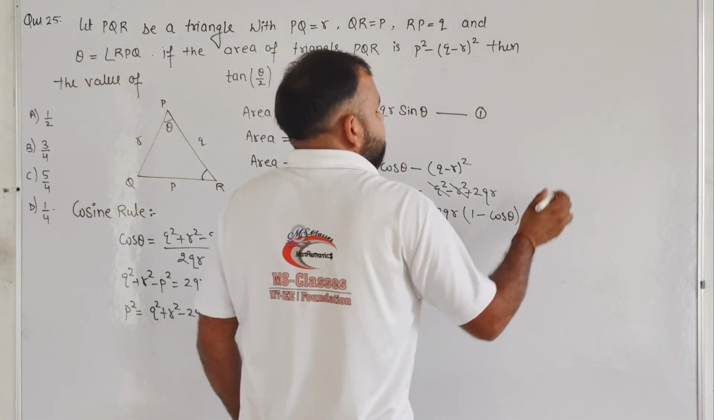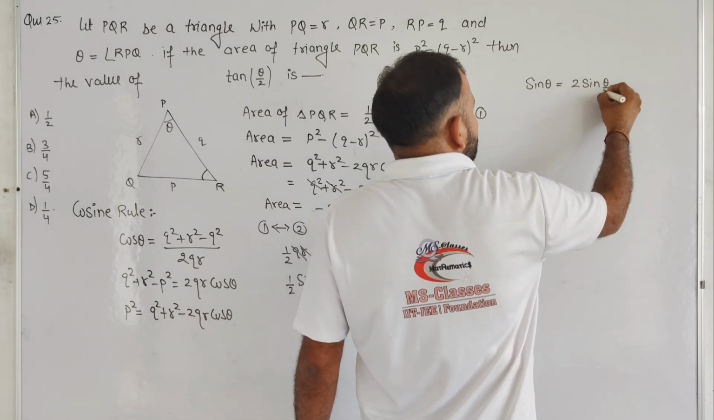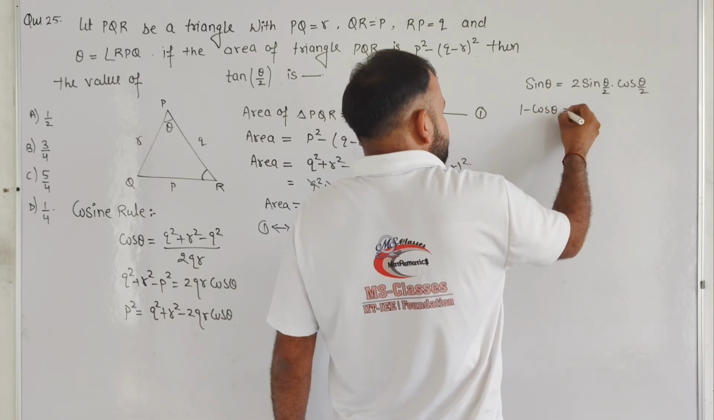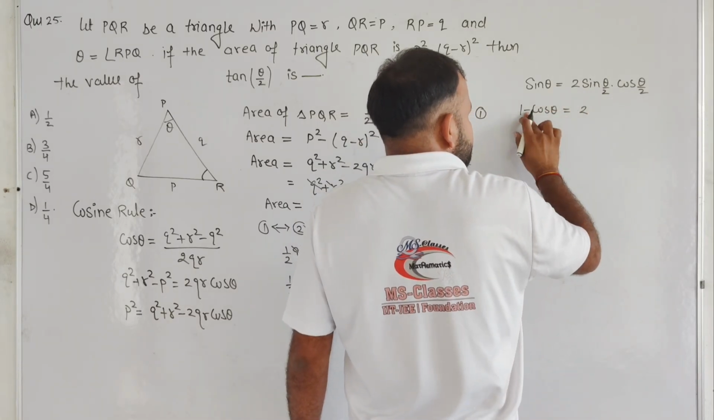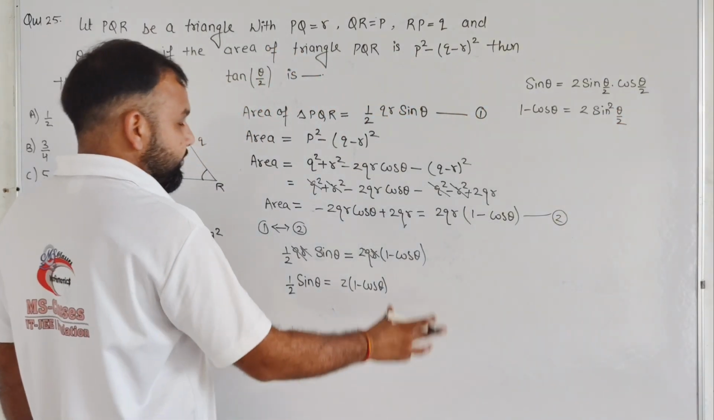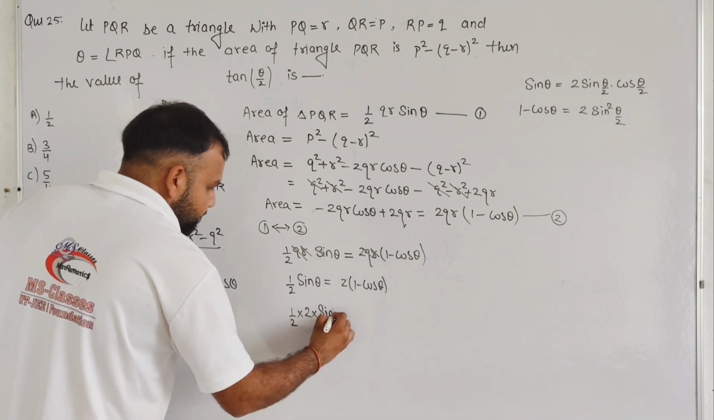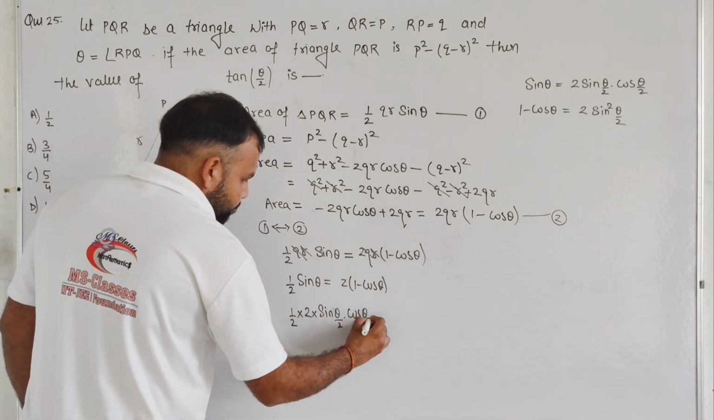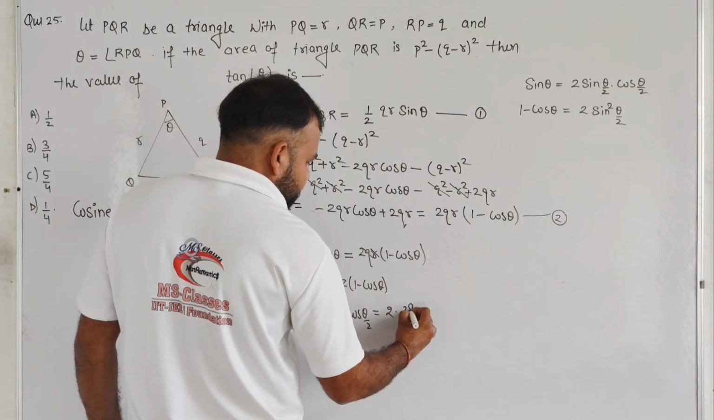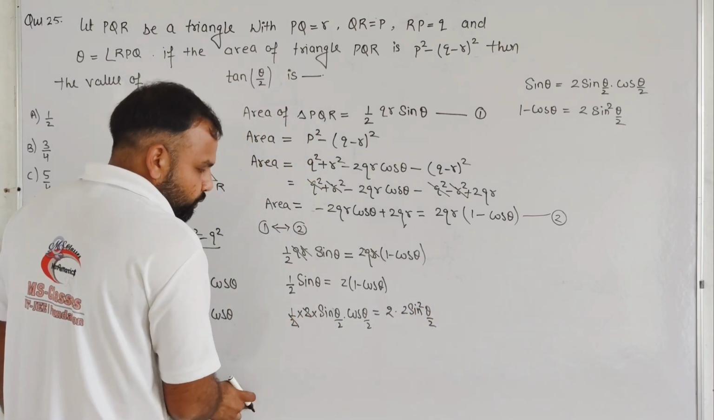Student, do you know the half angle formula of sin theta? It can be written as 2 times sin theta by 2 into cos theta by 2. And there is another formula: 1 minus cos theta can be written as 2 times sin square of the half angle, that means theta by 2. So replace both the values over here. So it will become 1 by 2, 2 times sin theta by 2 into cos theta by 2, and in the same way 2 times 1 minus cos theta becomes 2 times 2 sin square theta by 2. Student, you can see this 2 is cancelled out by this 2.